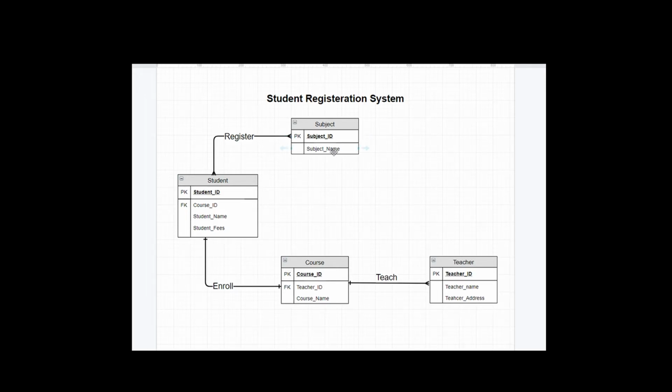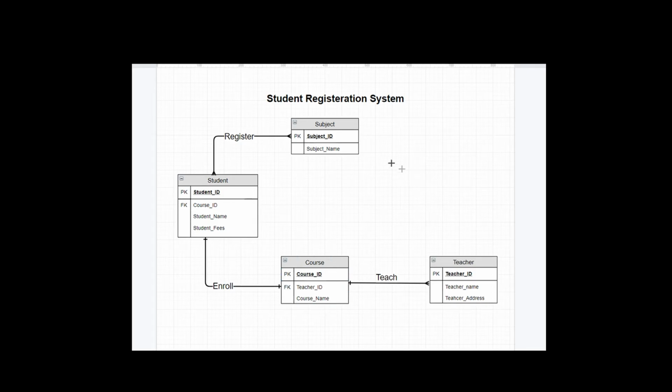For the subject, it has two attributes, which is the subject ID, which is the primary key, and the subject name. And for the course entity, it has three attributes, which is the course ID, which is the primary key. That's why it's the foreign key for the student, and a teacher ID, which is a foreign key because it's a primary key for the teacher entity, and it has a course name. And for the teacher entity, it has three attributes, which is the teacher ID, teacher name, and teacher address.